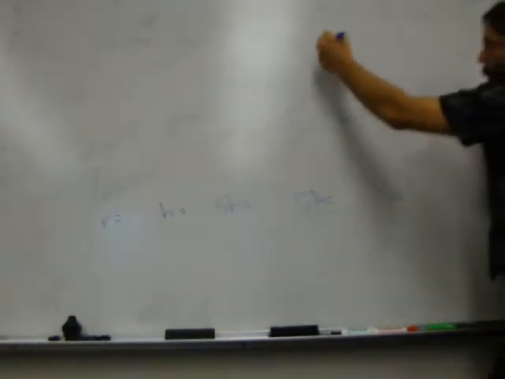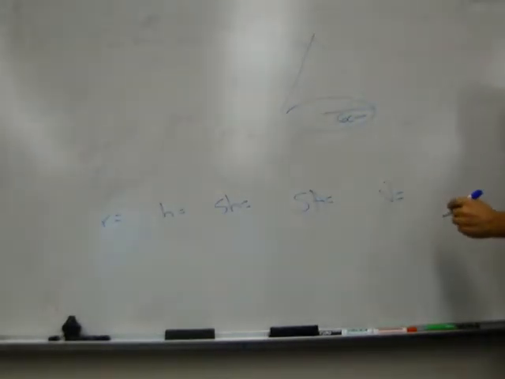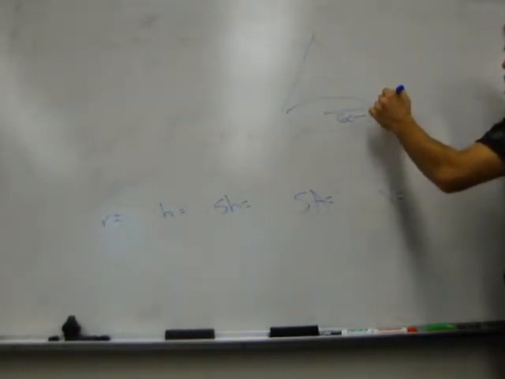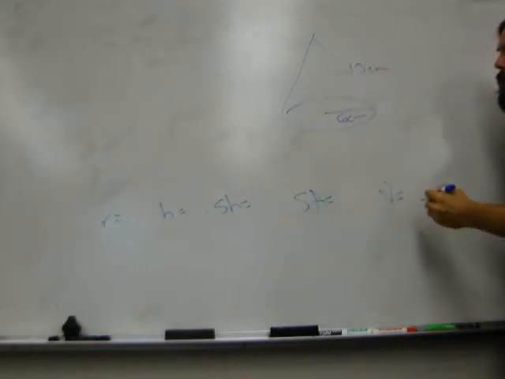And what other piece of information were we given? Were we given the height or the slant height? Slant height. So is that this or is that this? The right side. This one, right? Okay, so that's 10 centimeters. What piece of information is missing?